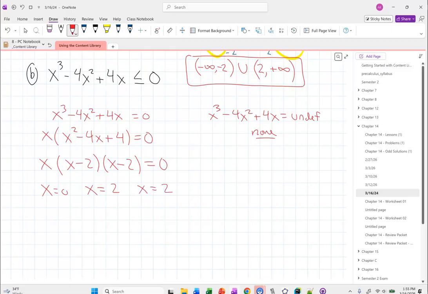Is everybody okay with where I got the 3 solutions from? Okay. Again, it's easy to forget about the factor out front. Don't forget it. All the factors get set equal to 0.